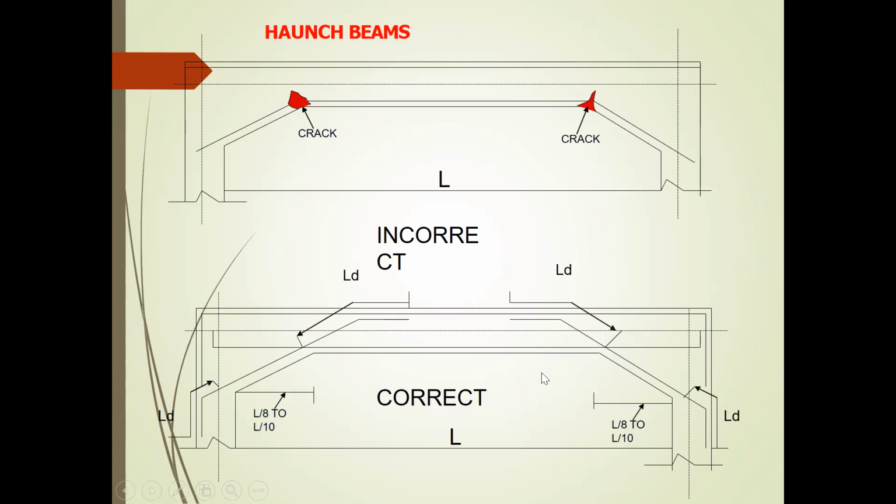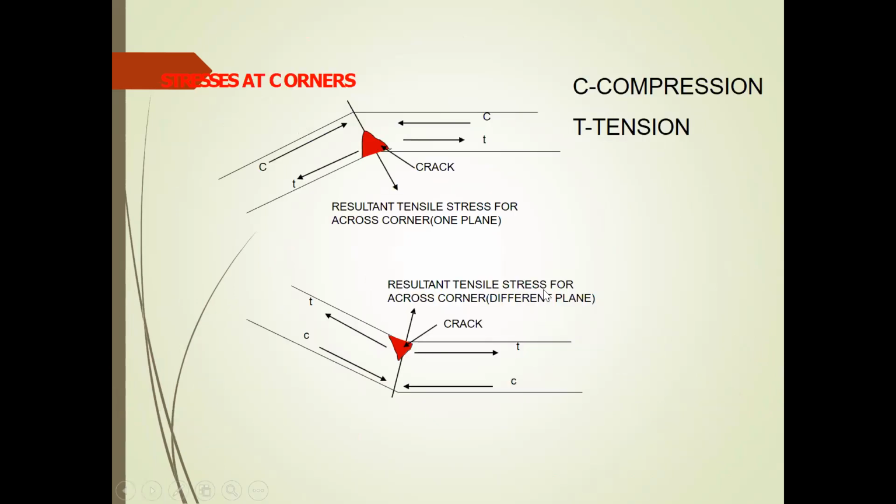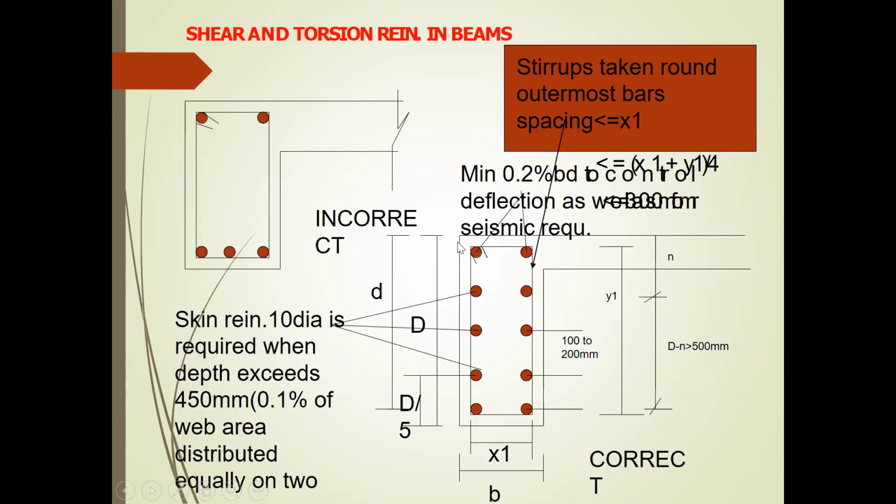Haunch beams, the same methodology of development length. Compression and tension stresses at the corners. Here you can see how the reinforcement has been placed. Standard torsion in the bars. Skin reinforcement of 10 dia is required when depth exceeds 450 mm. That is 0.1% of the web area.